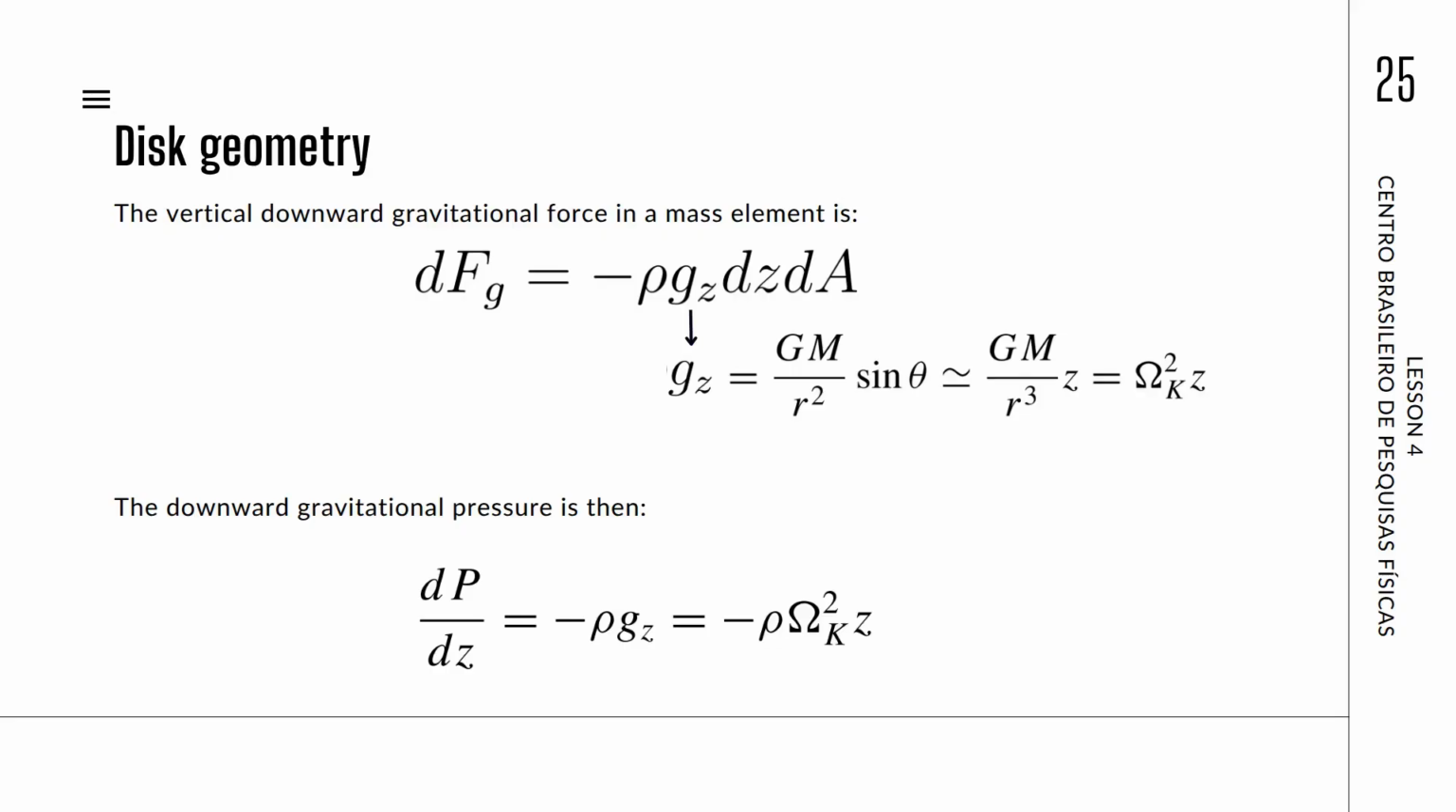Okay, so let's explore a little bit the disk geometry. The vertical downwards gravitation force on a mass element is given by this. This is the gravity pull in the z direction, okay? This is the density. So we have mass times gravity. So we have the force divided by the volume, because this is density. But we are multiplying by the volume element here, which is the area in the disk times the z component.